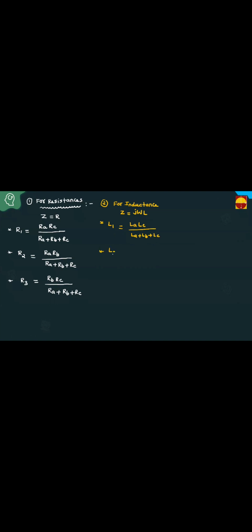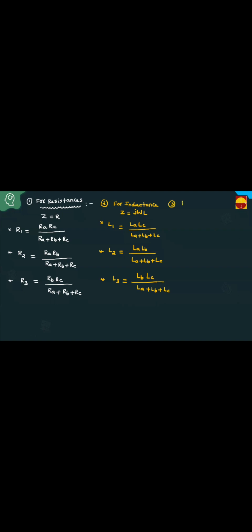Then how to calculate L2? L2 equals LA into LB by LA plus LB plus LC. Similarly, how to calculate L3? L3 equals LB into LC by LA plus LB plus LC. This is for inductance. The last one is how to calculate for capacitance.